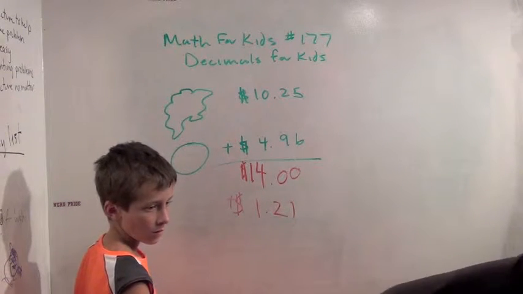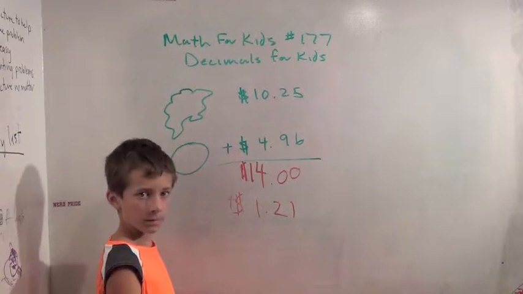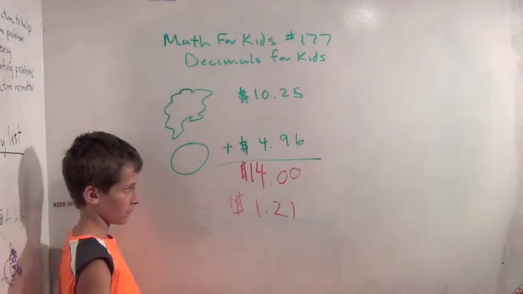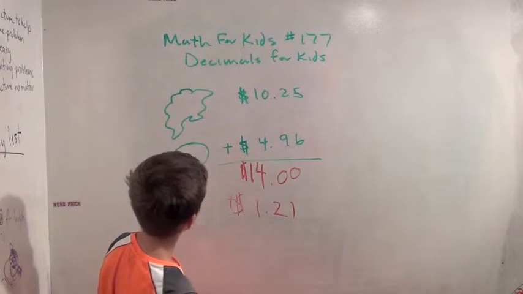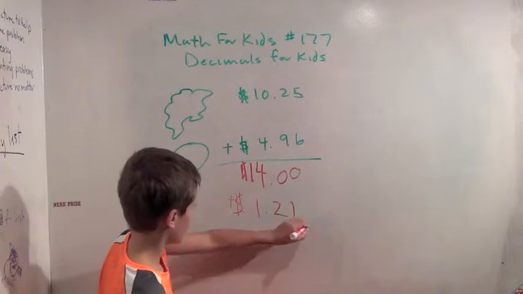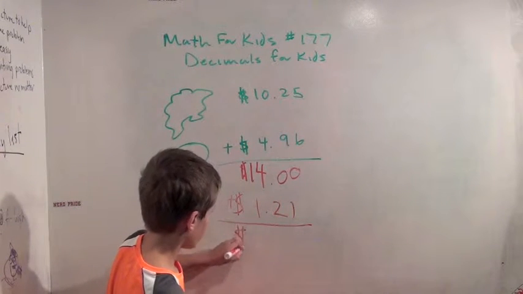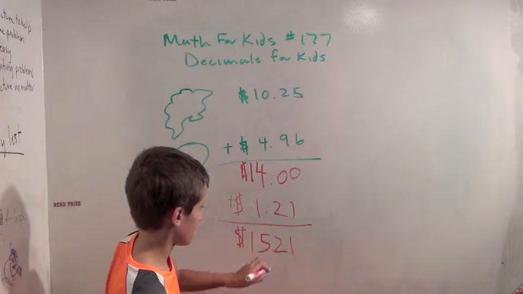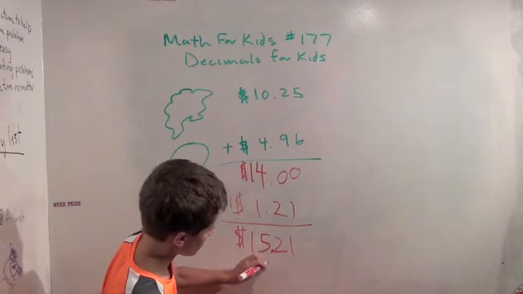I just got to make sure that we're staying on the screen. Okay. All right. So how much money did you spend buying the piece of a cloud plus a circle? You spend $15.21. Okay. And you have to remember to write that decimal point.